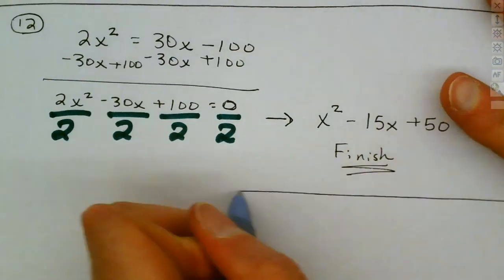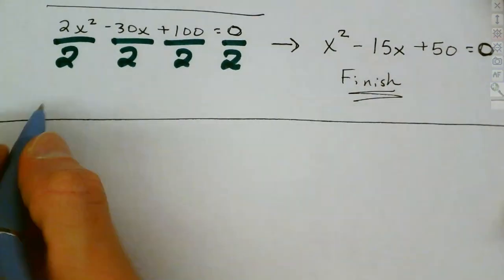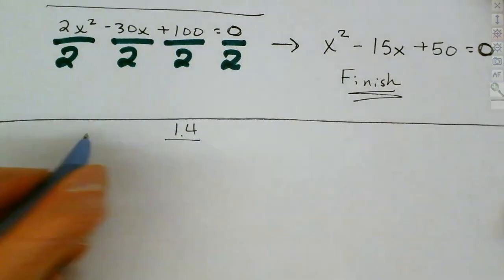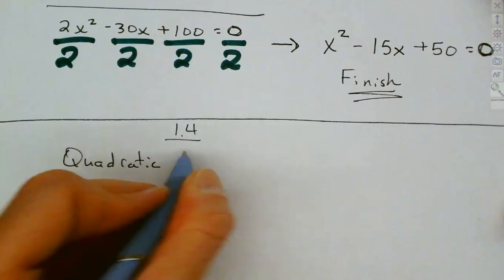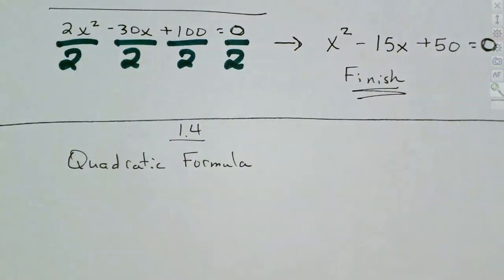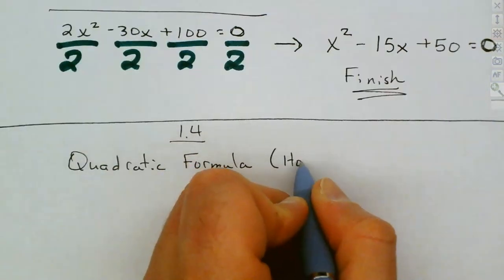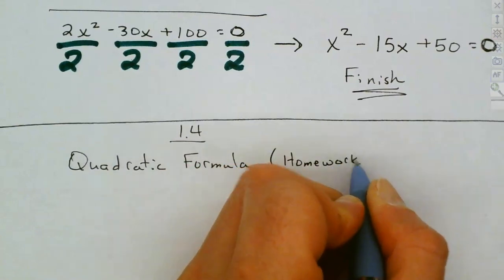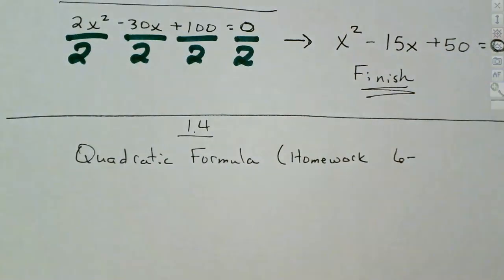Next, we're going to look at the quadratic formula. We're still in 1-4. Now we're going to look at the quadratic formula. And this is going to go with your homework, 6 through 10. Okay, so 6 through 10.